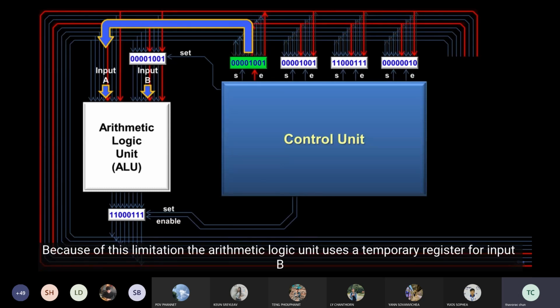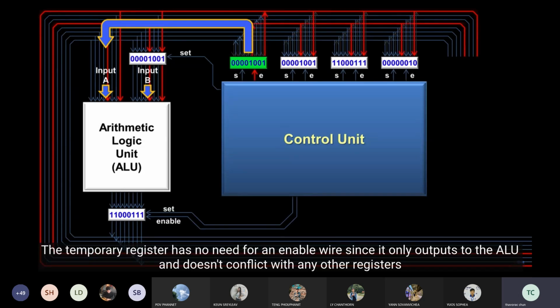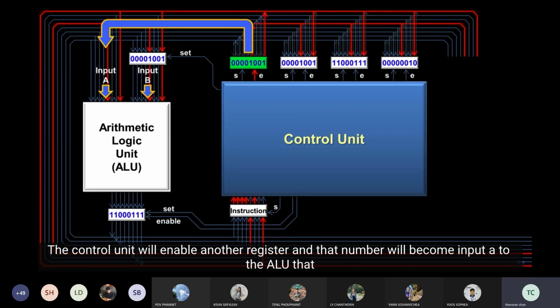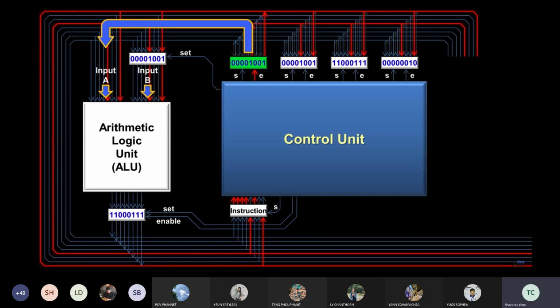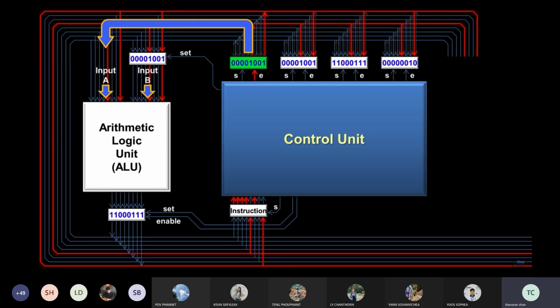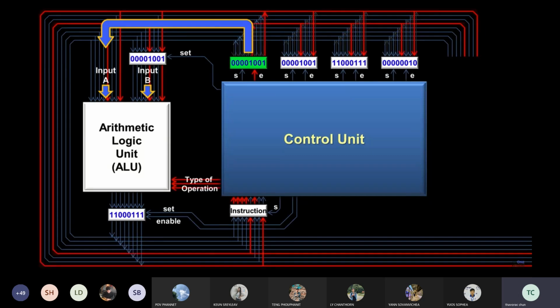And so now there are 2 inputs to the ALU, and we're ready for the ALU to perform an operation. As we saw earlier, the control unit knows what operation to tell the ALU to perform because of the instruction it receives from RAM. The instruction itself is in another register called the instruction register. By the way, the input wires from the bus won't affect this register since the instruction was already saved in a previous step. This register, like the temporary register, also has no need for an enable wire since it just outputs to the control unit. Based upon this instruction, the control unit then tells the ALU what type of operation to perform.